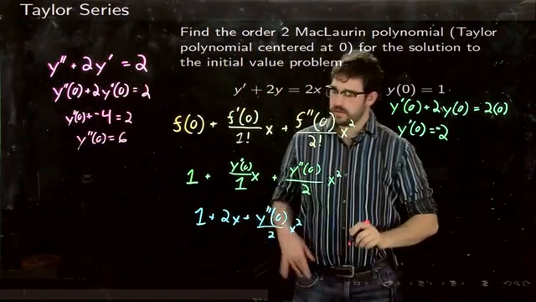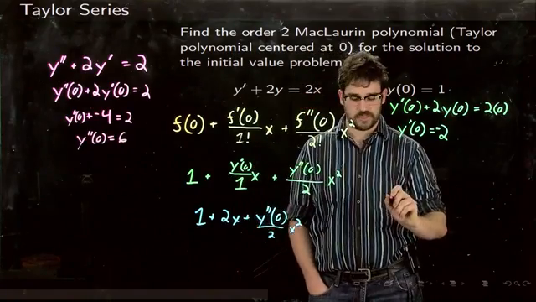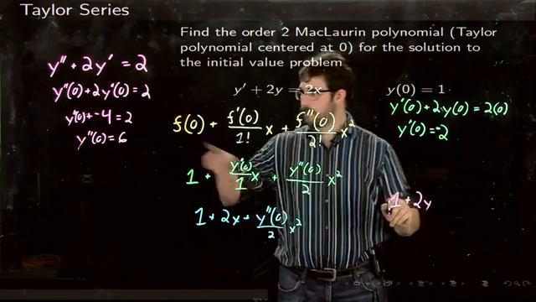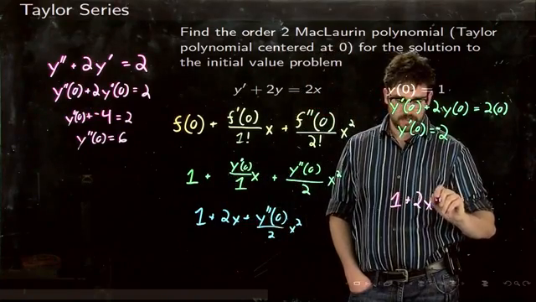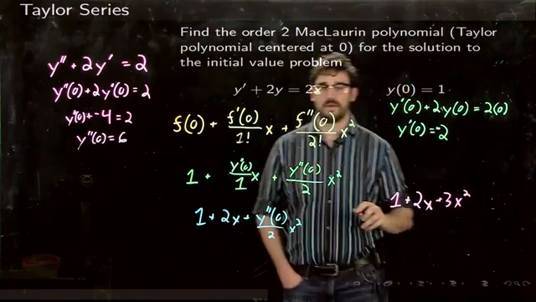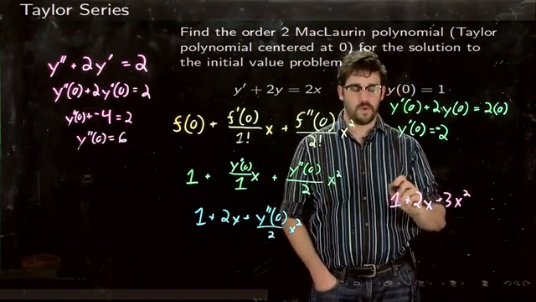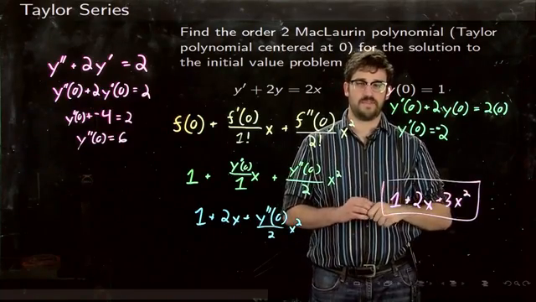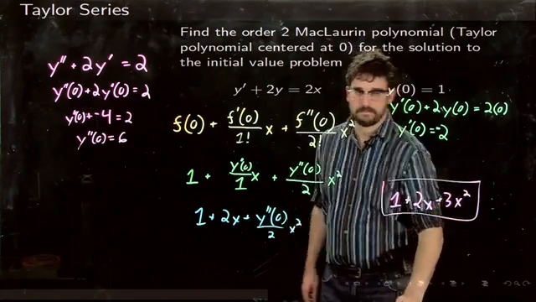So our degree 2 Taylor polynomial should just be 1 plus 2x plus 3x squared. And that's our final answer for what the order 2 Maclaurin polynomial will be, given this initial value problem.